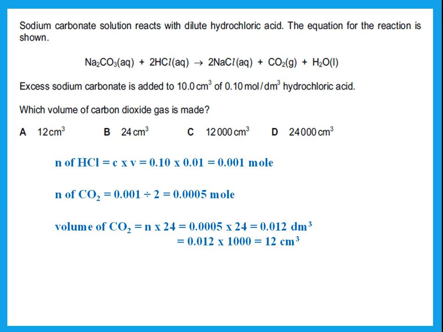Then I get the volume of carbon dioxide. Volume of carbon dioxide is number of moles times 24. Number of moles that I get times 24 will give me an answer in decimeter cubed. The choices are in centimeter cubed, so I multiply by 1000 in order to choose the answer.